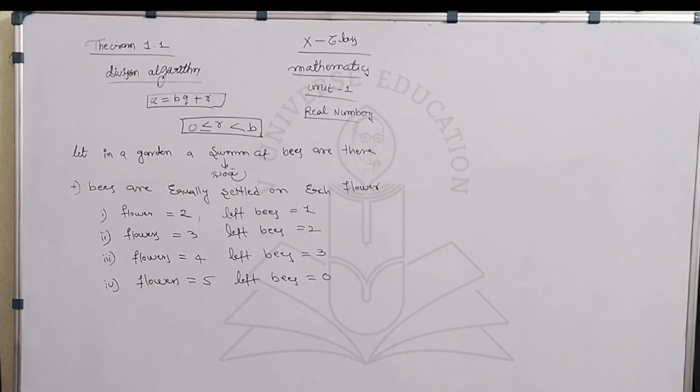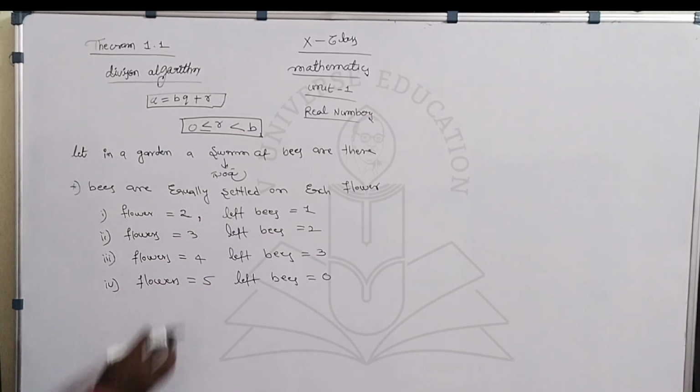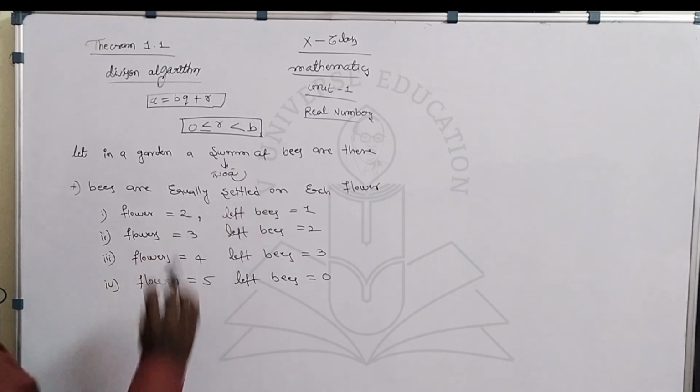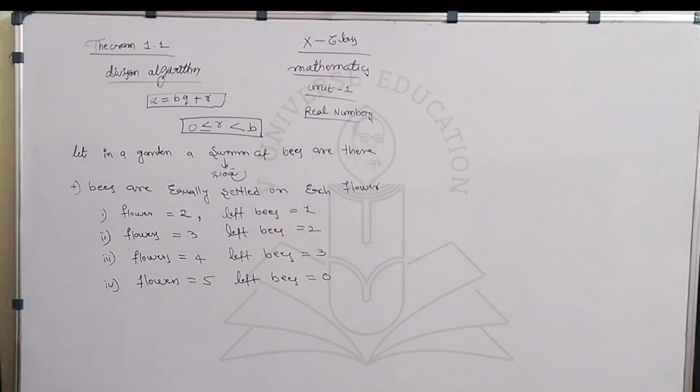So he has given conditions in this manner. If the flowers are 2, then the bees left are 1.